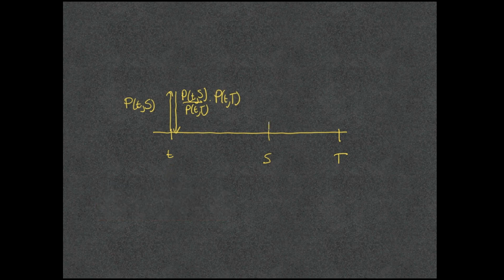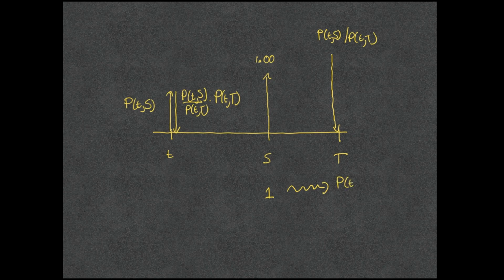Now at time capital S, we have to redeem the S bond that we are short, in other words we have to pay 1 unit of currency. Then, at time capital T, we will receive 1 unit of currency for each of the T bonds that we own, in other words we will earn P(t,S) over P(t,T) many units of currency. So at time t, at zero cost, we can implement a strategy that requires us to pay 1 unit of currency at time capital S, and which will grow to a payoff of P(t,S) over P(t,T) at time capital T.